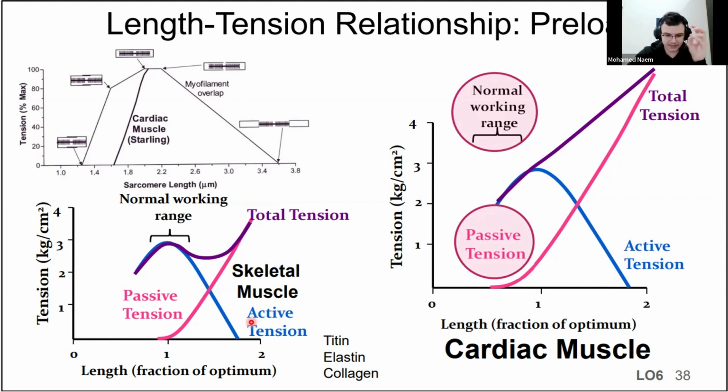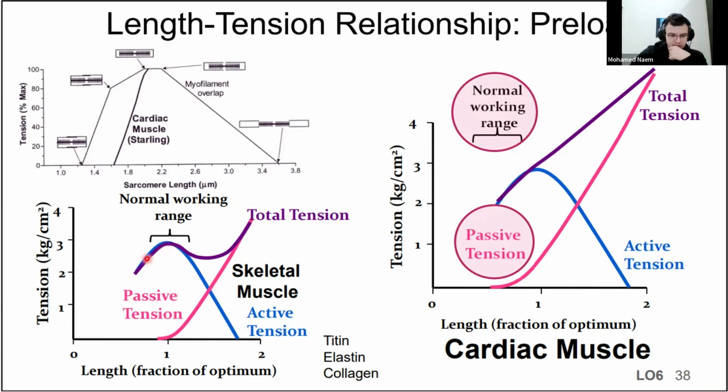That is the active tension at a specific length, which is the perfect length for it, or the normal working range as they call it here. Active tension is at its highest. Is this clear? After this perfect length for the contraction to produce power, we're going to start making something that we call passive tension.